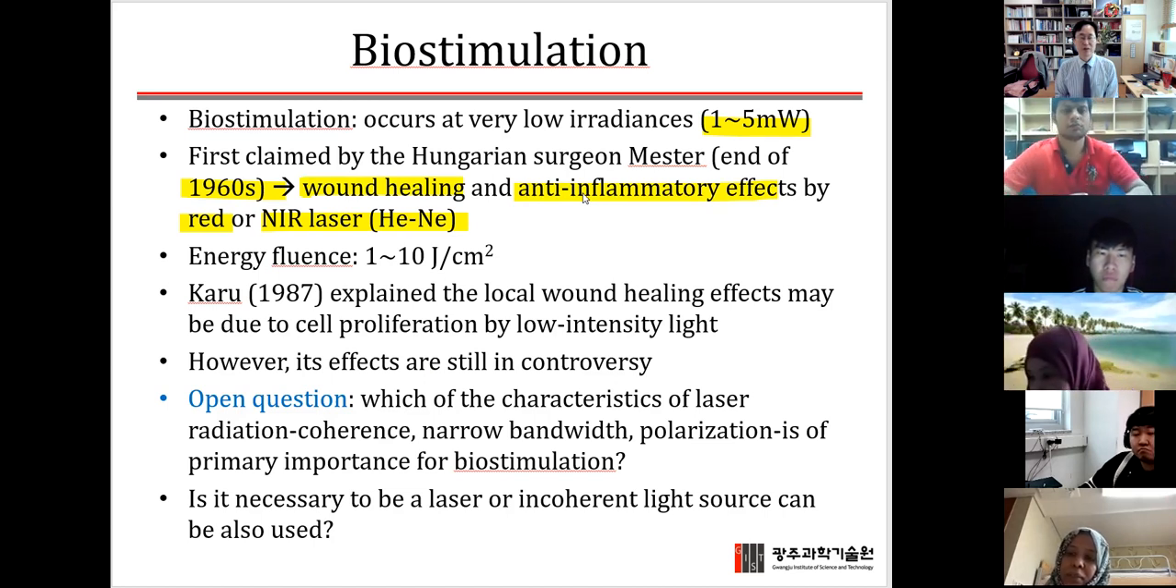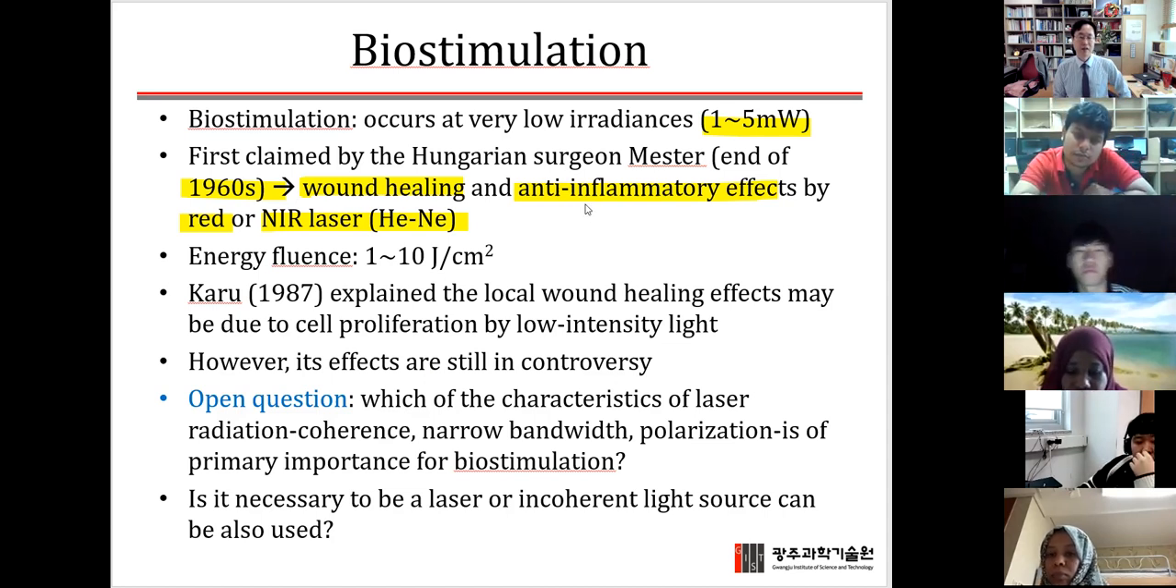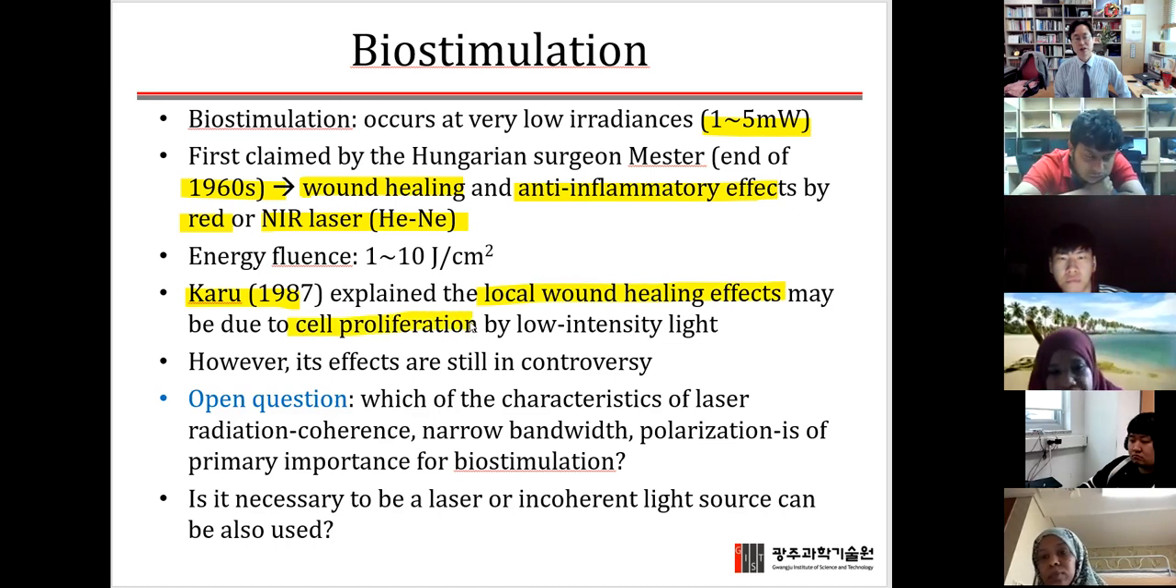So before, people did not think about using the laser or light for promoting some advantageous process in the treatment, but found this wound healing or anti-inflammatory effects from the low level light. And then in 1987, Carew explained that the local wound healing effect may be coming from cell proliferation by having low intensity light.